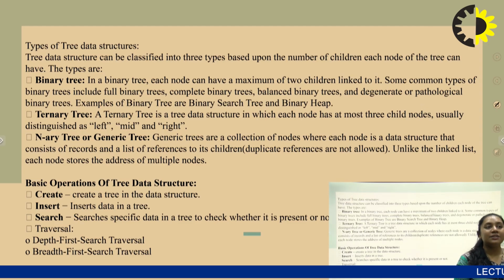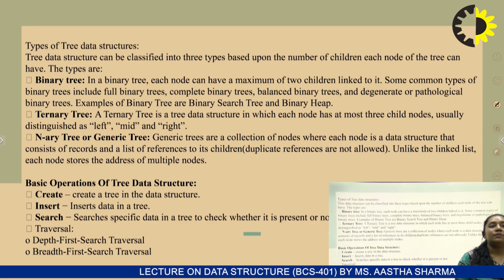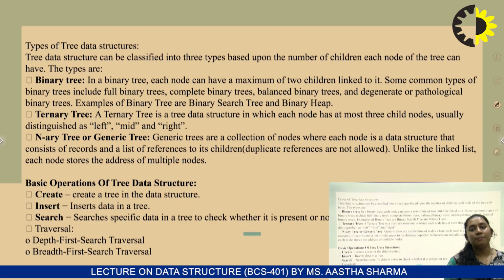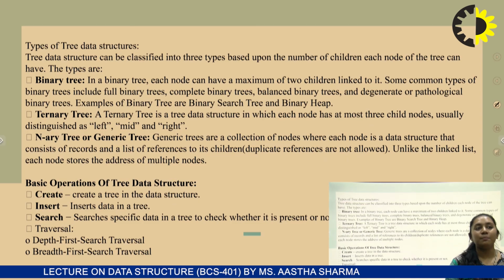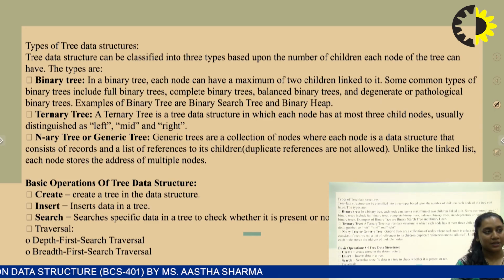So in a binary tree, each node has a maximum of 2 children linked to it. Some types of binary tree are the complete binary tree or the balanced binary tree, right? Or we can generate it with the help of the binary tree. For example, we have the BST and the binary heap. BST means binary search tree, right?